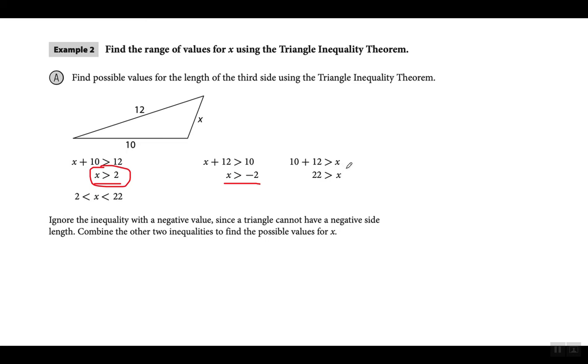So you've got to combine X is greater than 2 with X is less than 22. And that's what they did right here. I'll do another example in a second so you can see what I mean. Alright, if you didn't understand that.